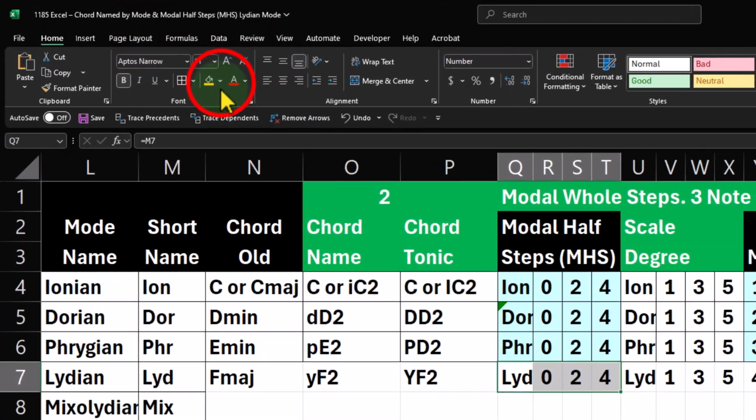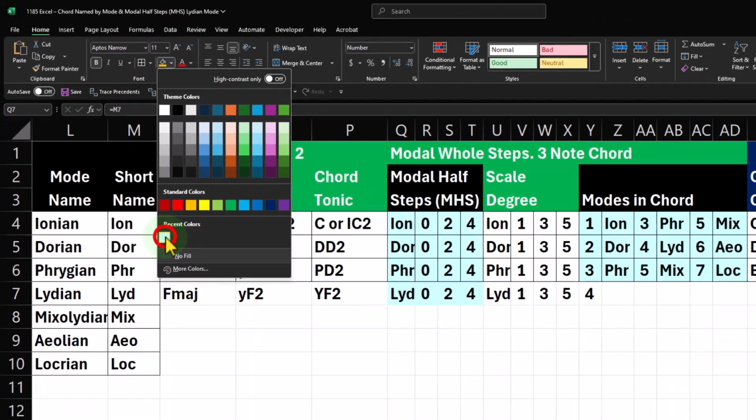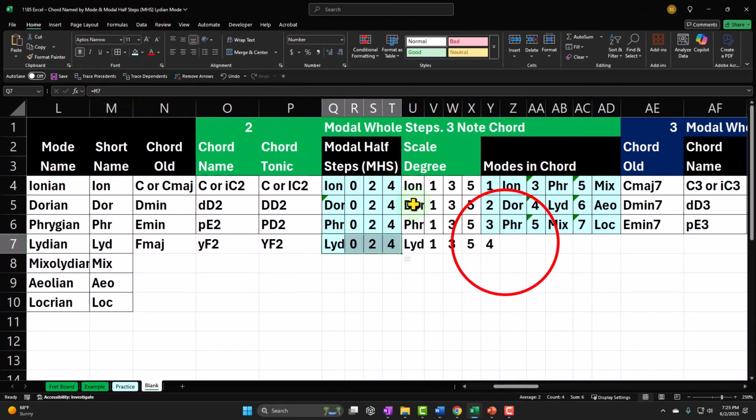Home tab, font group, let's make this blue. If I'm wrong, you could tell me why. Tell me why I'm wrong. I'm not wrong.